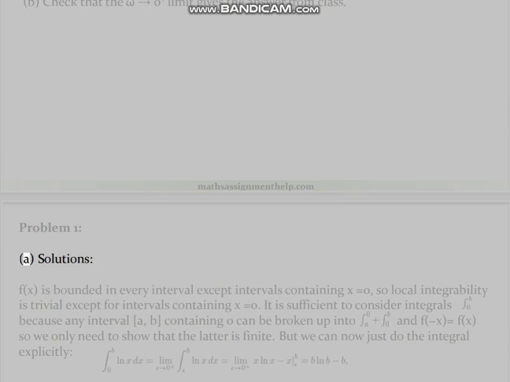Problem 1. A. Solutions. 1. f(x) is bounded in every interval except intervals containing x equals 0, so local integrability is trivial except for intervals containing x equals 0. It is sufficient to consider integrals from 0 to b because any interval a, b containing 0 can be broken up into such integrals, and f(minus x) equals f(x), so we only need to show that the latter is finite. But we can now just do the integral explicitly.